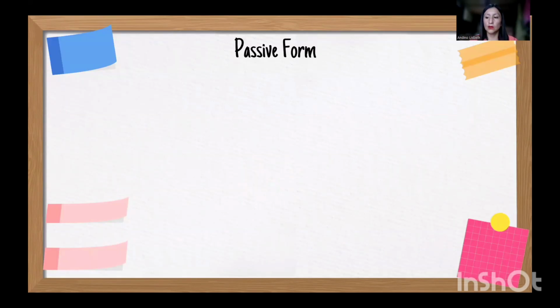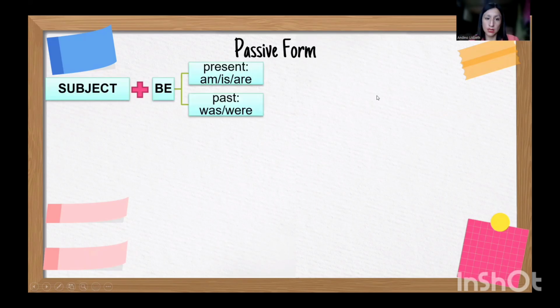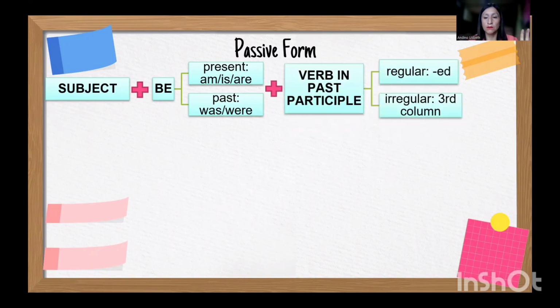Okay, I will now explain the structure of the passive voice. So, you have the subject plus the to be verb. In present, am, is, are, or in past, was and were. Plus the verb in past participle, that if the verb is regular, you need to add ed, d, or ied to the verb. And if it is irregular, you need to use the third column of the irregular verbs. So here we have some examples.